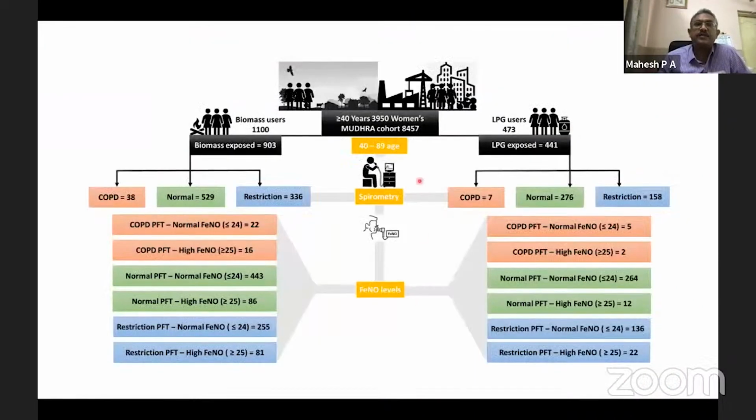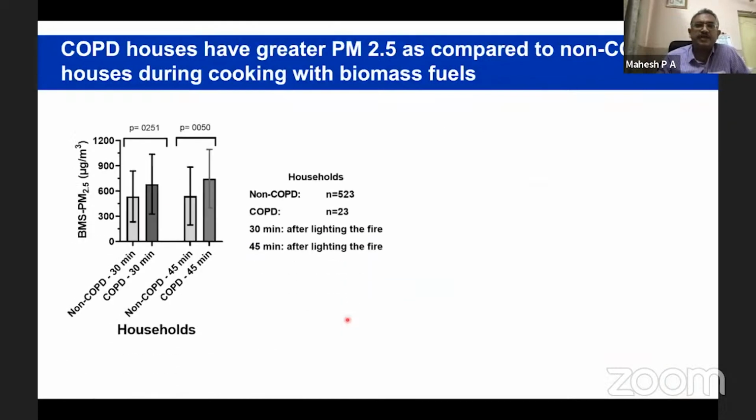So out of these 4,000 women, we have now taken close to 1,400 women exposed to biomass, and urban women exposed to LPG. And we have been doing, again, a series of spirometry. We have done FeNO in this population. And we observed that in the biomass women having COPD versus biomass women not having COPD, possibly there is a difference in their ventilation status. Chimneys, windows, size of the windows are probably important.